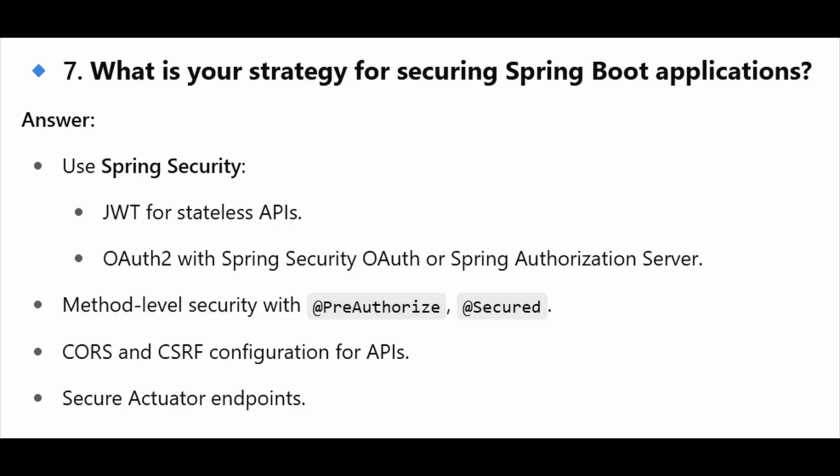7. What is your strategy for securing Spring Boot applications? Answer. Use Spring Security with JWT for stateless APIs. OAuth 2 with Spring Security OAuth or Spring Authorization Server. Method-level security with @PreAuthorize, @Secured. CORS and CSRF configuration for APIs. Secure actuator endpoints.